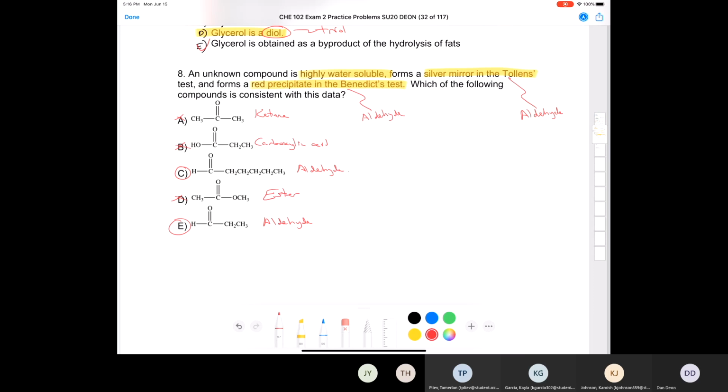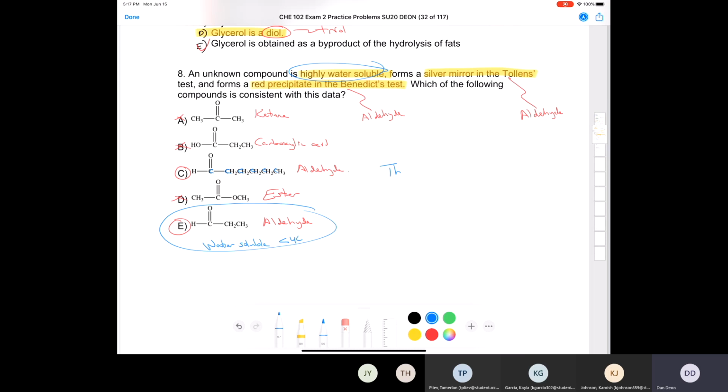Lower number of carbons. Okay, that's true. And what does the lower number of carbons mean, Tyler? You're right, you're both right. This is the correct answer. And the reason why is because it's highly water soluble, right? This is going to be water soluble because it has less than 4 carbons. C has 1, 2, 3, 4, 5, 6 carbons, right? The longer the chain, the less soluble it is in water, okay?